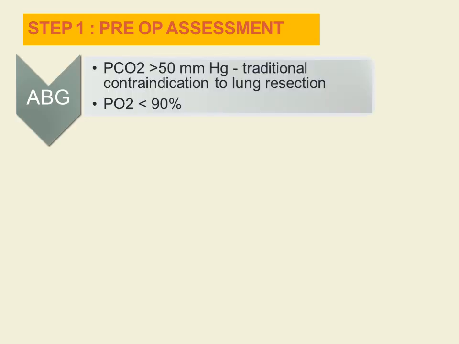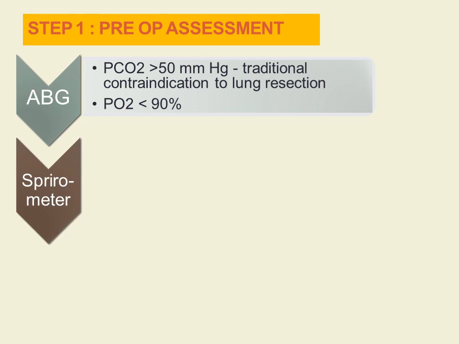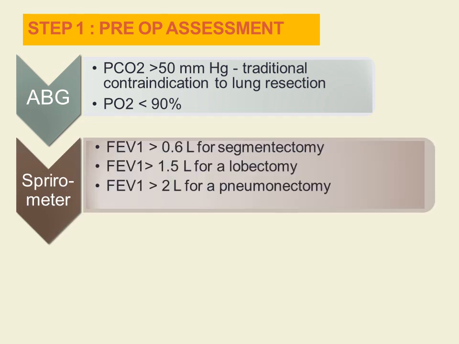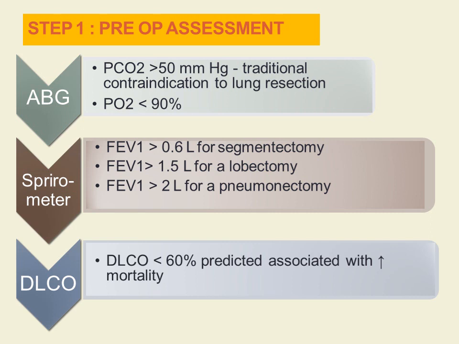So, to summarize: PaCO2 of more than 50, traditional contraindication for lung resection; PaO2 less than 90; spirometry FEV1 of more than 0.6 liter for segmentectomy, more than 1.5 liters for lobectomy, and more than 2 liters for pneumonectomy. DLCO less than 60% predicted is associated with increased mortality.